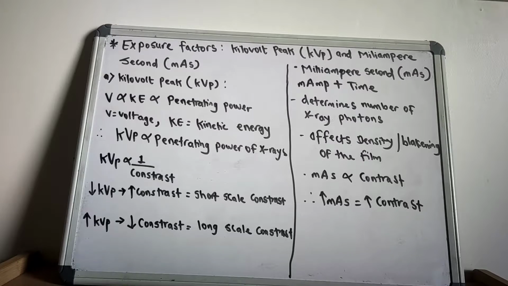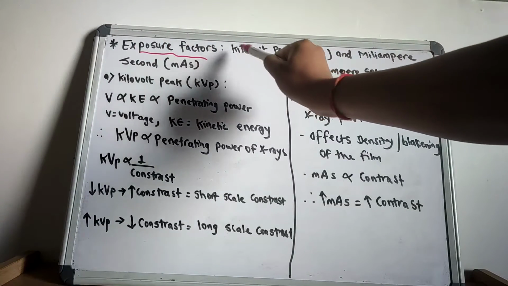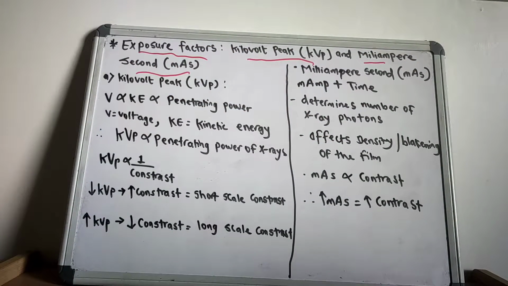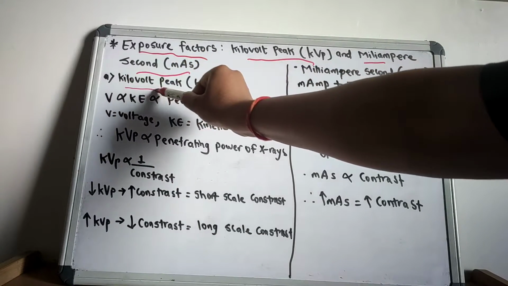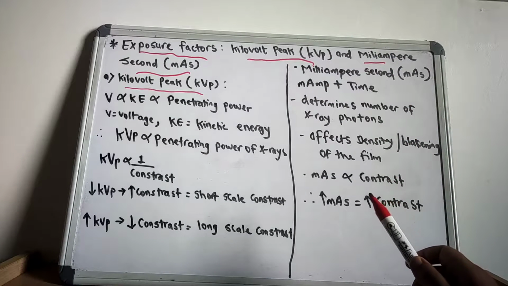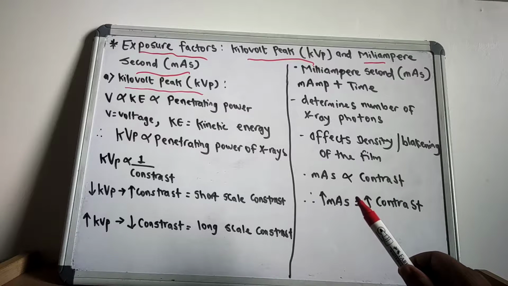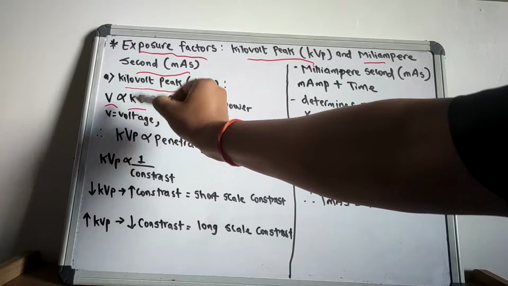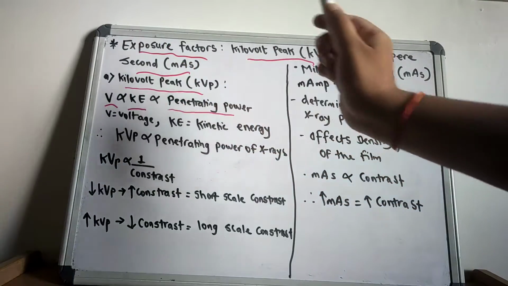So let us start with the exposure factor. The exposure factors, kilovolt peak and milliampere second, determine the penetrating power of the X-rays and the contrast of the X-rays. The kilovolt peak is the voltage applied across the cathode and anode in the X-ray tube. The higher the voltage, the higher the kinetic energy of the electrons hitting the anode, so the greater the penetrating power of the emitted rays.